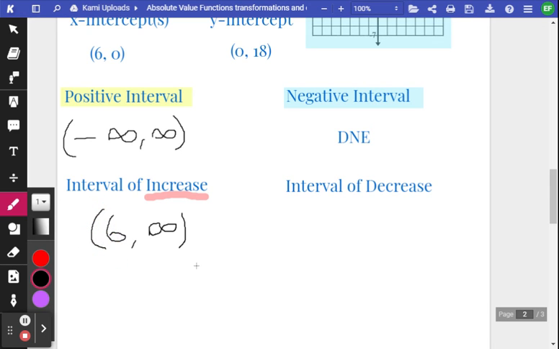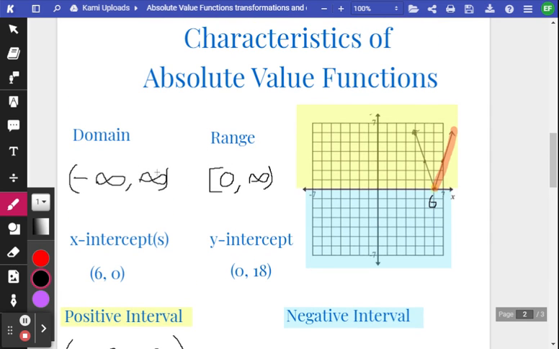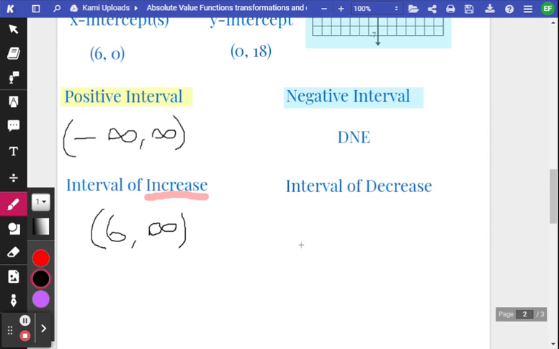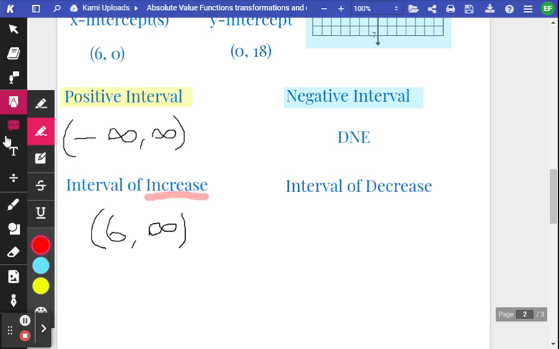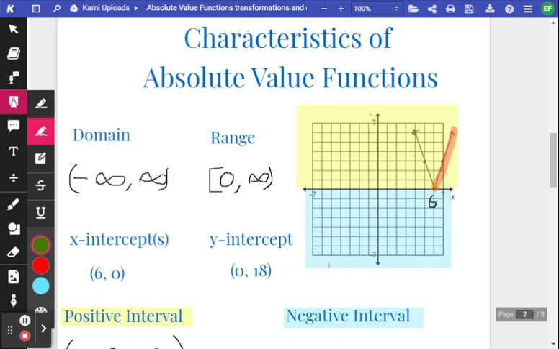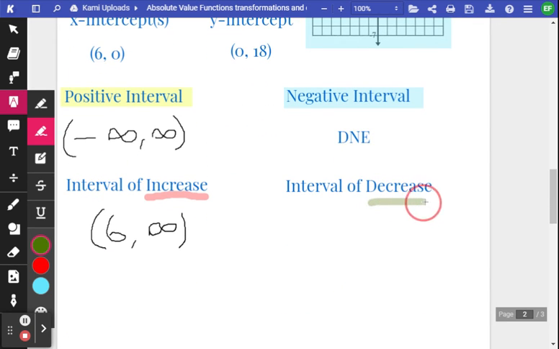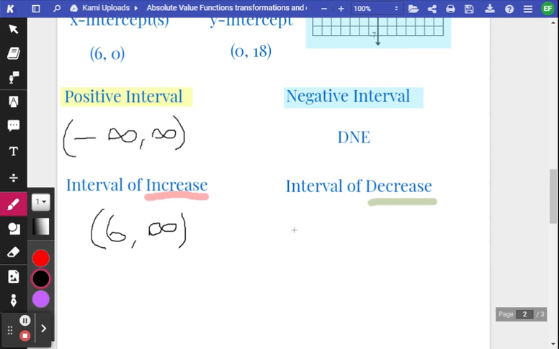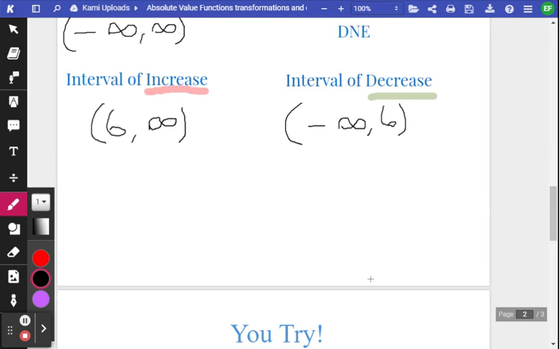And always put parentheses around this. The only time we're going to see brackets come into play is in that domain and range section. Everything else is a parenthesis. Our interval of decrease, then, we talked about is this left side of the graph, which is from negative infinity out to 6. So negative infinity out to 6. And again, parentheses around everything. All right. So that goes through one example, all the different characteristics of our function.